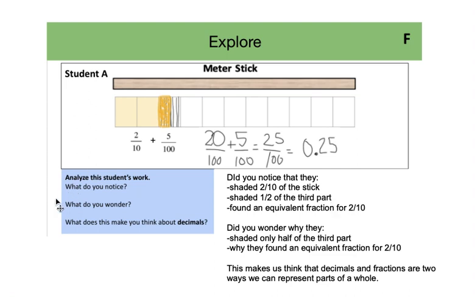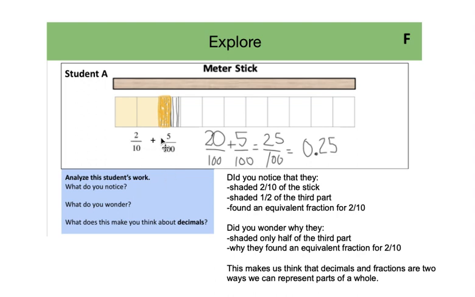Did you notice that they shaded 2/10 of the stick, and then they shaded half of the third? Did you notice they found an equivalent fraction for the 2/10, which is something that we did on the previous slide too? Were you wondering initially why we needed to shade half of that third part? Did you think about why they had to find an equivalent fraction?